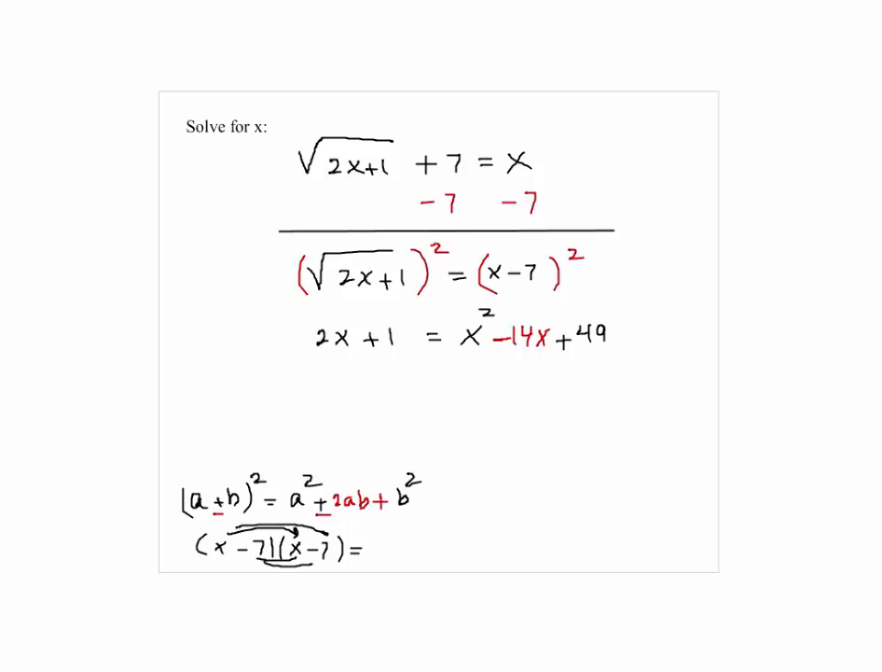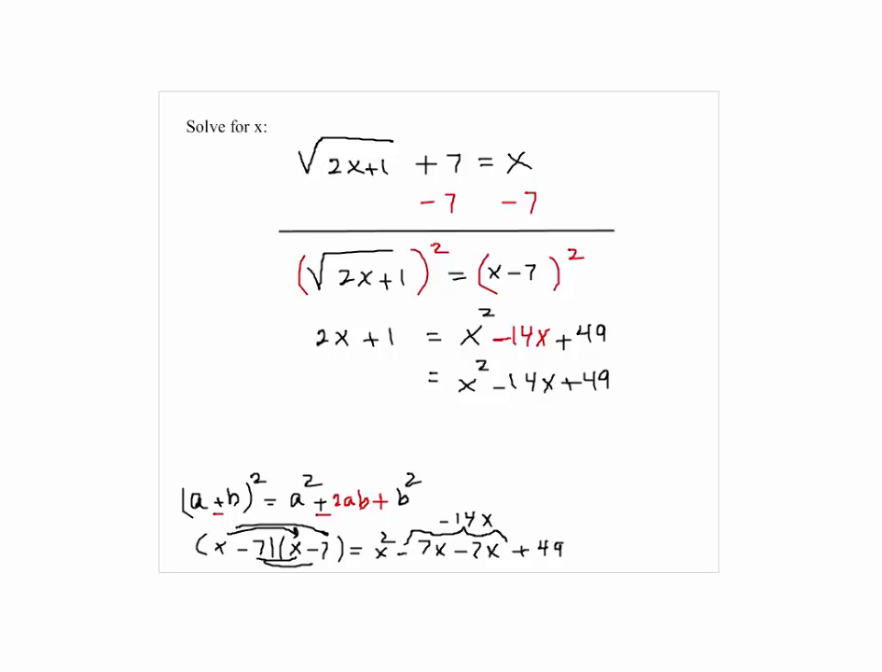You get x times x is x squared. You get minus 7x minus 7x. That would be plus 7 squared, which is 49. You see the middle term always would be minus 2ab, which is minus 14x. So at this point, we eliminated the radical. Now I can move everything to one side of the equation and simply solve for x.